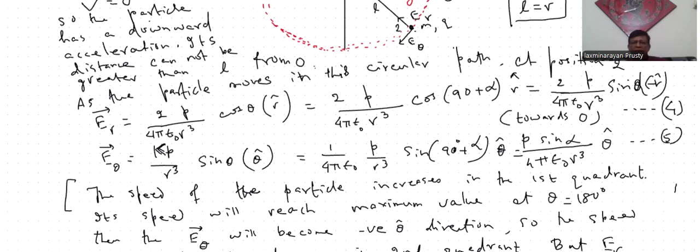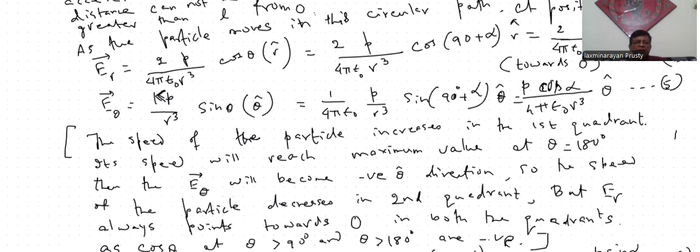Sin of 90 plus alpha is, my bad, this is cos alpha. Right? So P cos alpha by 4 pi epsilon 0 R cube theta cap. Theta cap is the unit vector perpendicular to R cap.